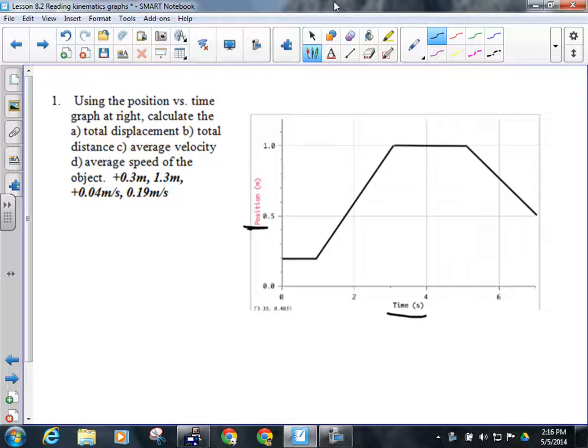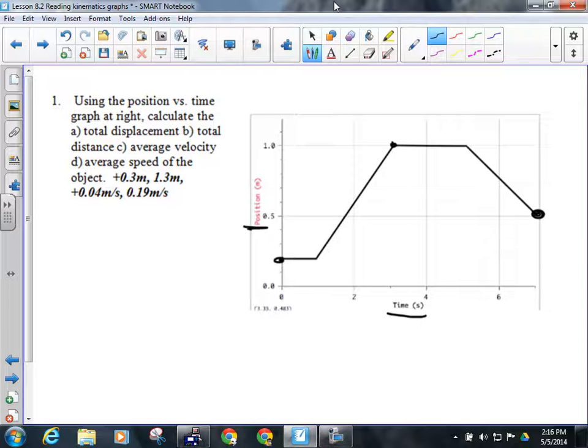On a position versus time graph, we can easily find out what the displacement of the object is by taking the final position and subtracting the initial position, or if we were talking about the whole trip, that would be this position minus that position, because remember, displacement is how far in a straight line and in what direction you have gone from your starting position.